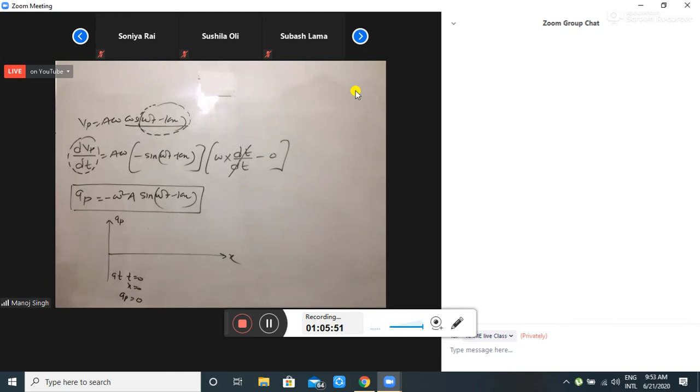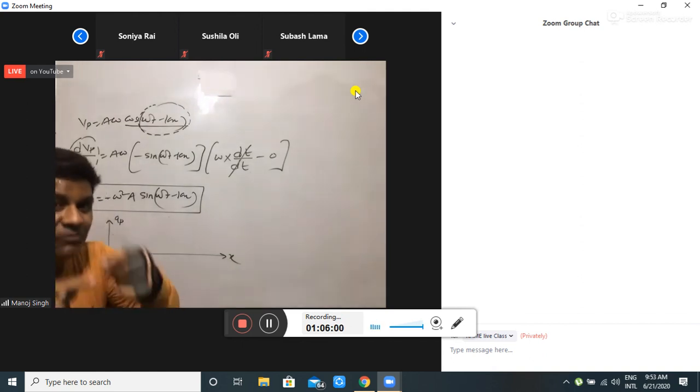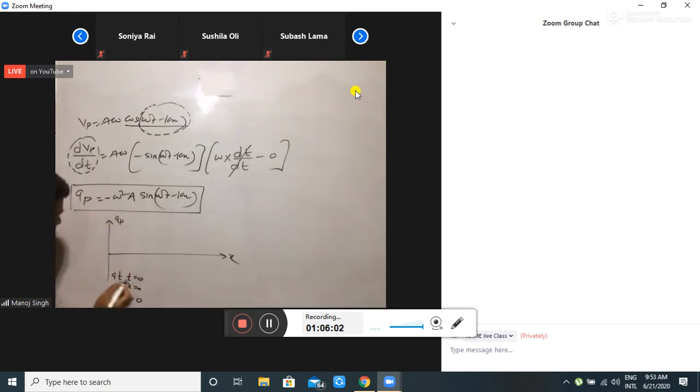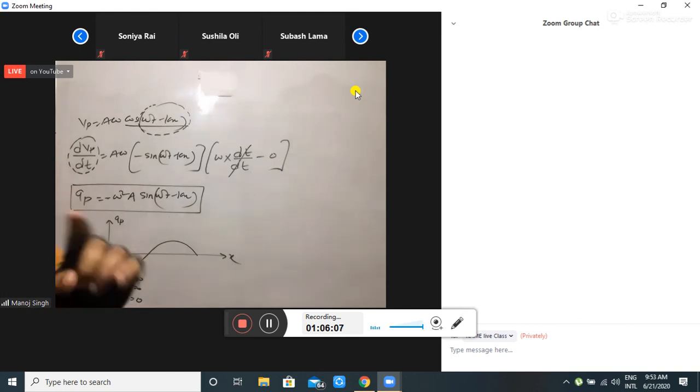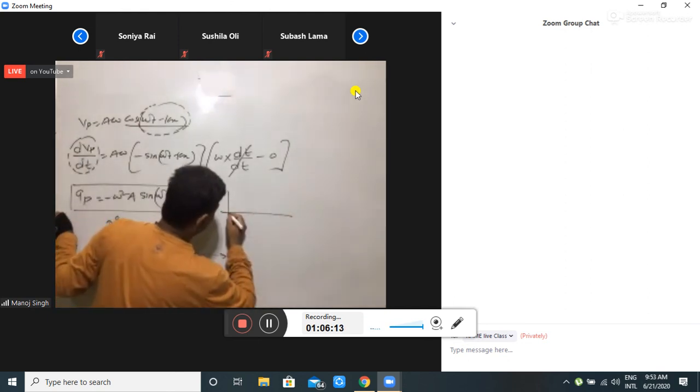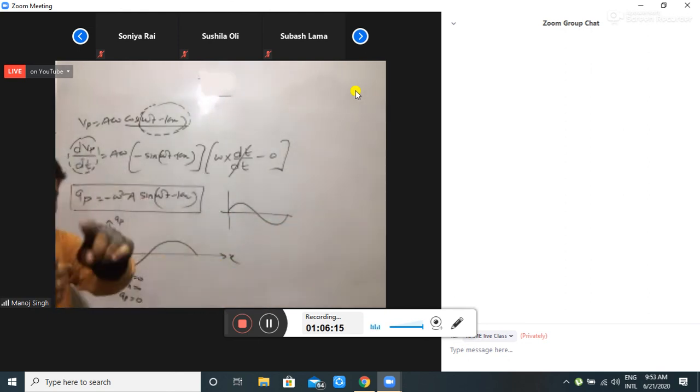So the curve will start from the mean position, but here it is not a plus sign, it is a minus sign. Minus sign means the curve will be inverted, but it will start from the mean position. So it is a minus sine curve, not a sine curve here. A sine curve was not inverted. A minus sine curve will be inverted.